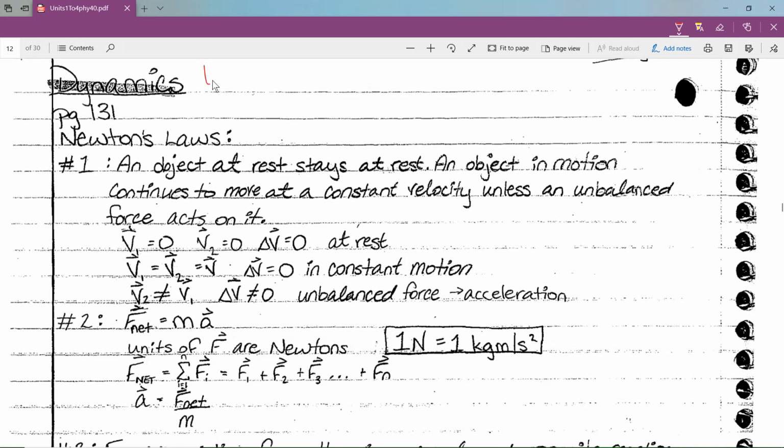So, dynamics, Unit 2, Lecture 2. This is around page 12 or so in your booklet. You'll find it. Headline: Dynamics. Don't worry about the page numbers. So, in dynamics, we're going to look at Newton's three laws of motion.